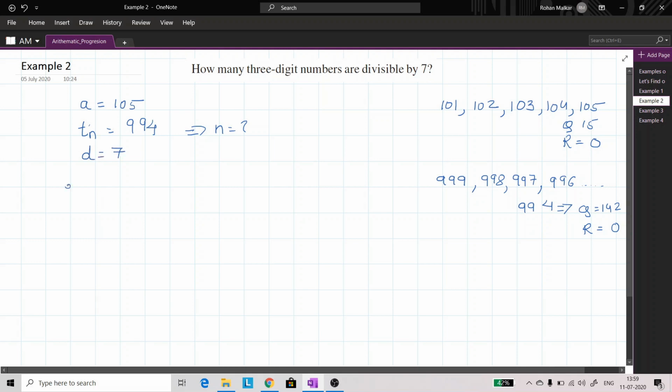Okay, so let's use the formula again. Tn will be equal to a plus n minus 1 times d. We know the Tn term as 994. The value of a is 105, n we don't know, which we want to find out, and the common difference is 7. Now you just have to solve this equation.